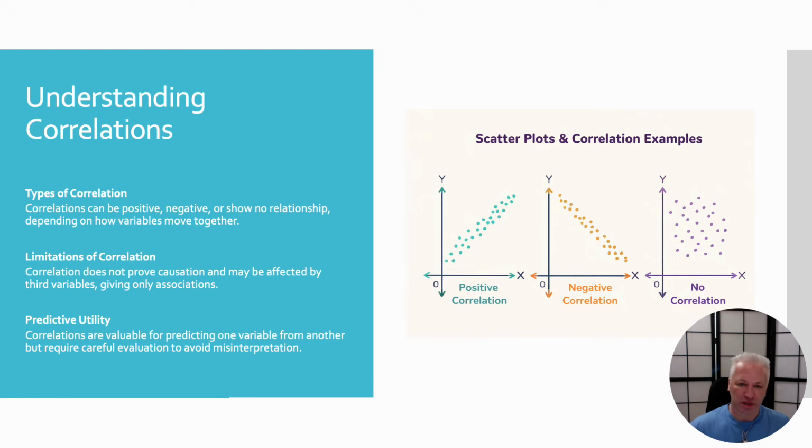So to conclude, correlations are a valuable research method in psychology, particularly when experimental manipulation is not possible. However, their inability to establish causality means they're best used alongside other methods rather than in isolation.